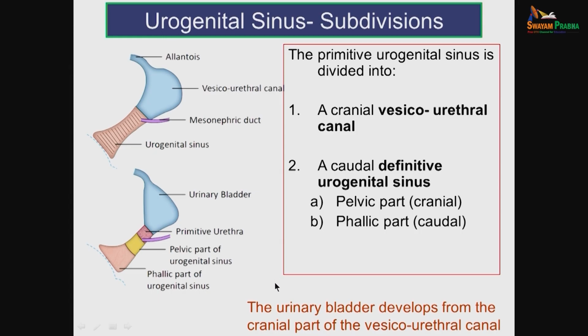So, it is part of the hindgut. Gut tube itself is endodermal in origin, and hence bladder is endodermal in origin. So, urinary bladder, as seen from this picture, develops from the cranial part of the vesico-urethral canal. It is endodermal in origin.